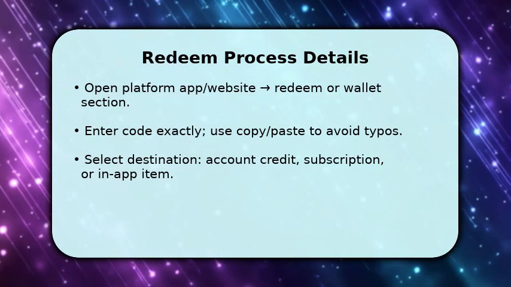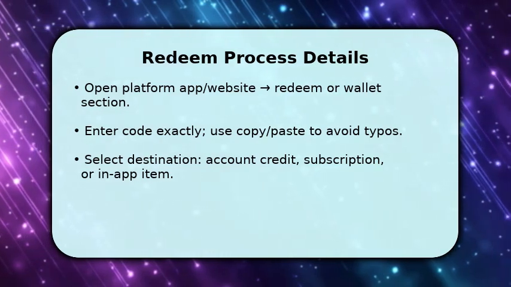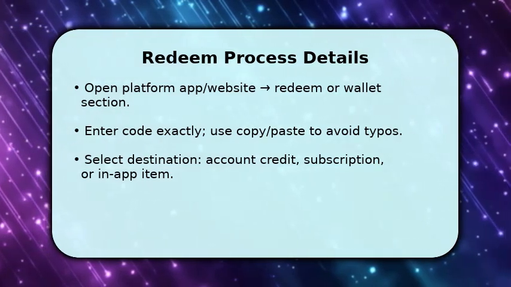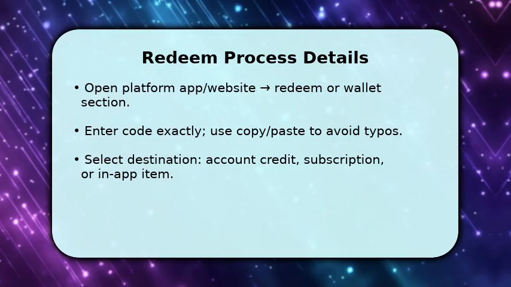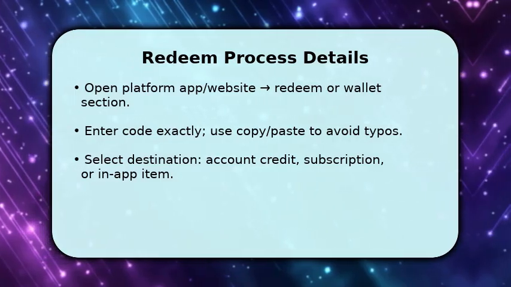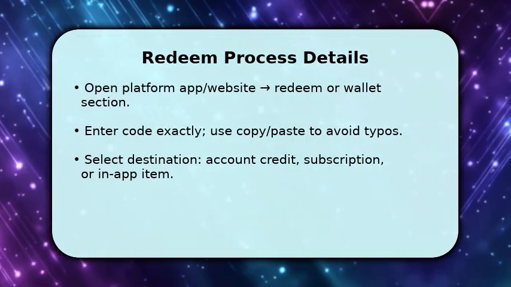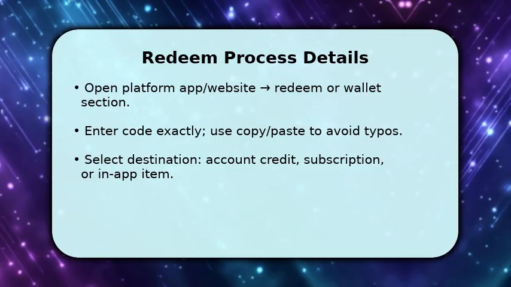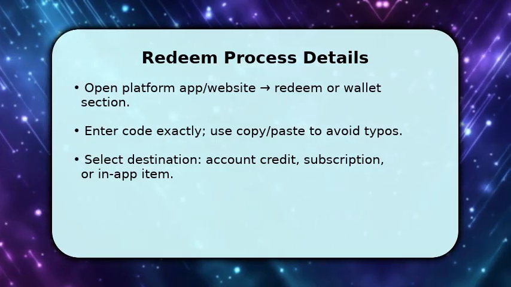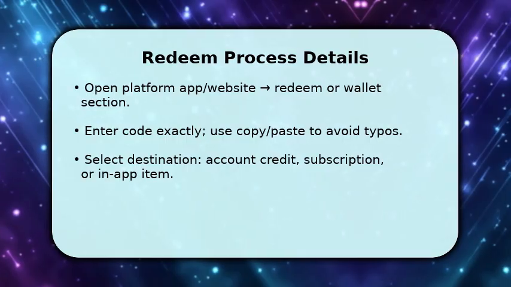You now open the platform's redeem or wallet section and choose the correct destination for the credit. Enter the code exactly, copy and paste to avoid mistakes, then confirm details like region or account type. Many systems block mismatched regions. If prompted, choose between account credit, subscription payment, or a specific in-app item.